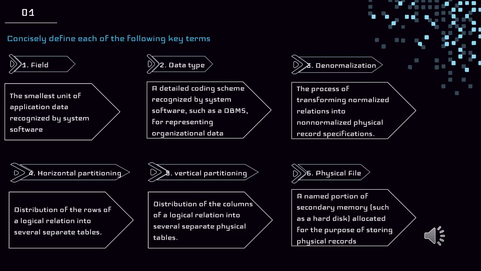Next, horizontal partitioning, distribution of the rows of a logical relation into several separate tables. Next, vertical partitioning, distribution of the columns of a logical relation into several separate physical tables. Then, physical file, a named portion of secondary memory allocated for the purpose of storing physical records.